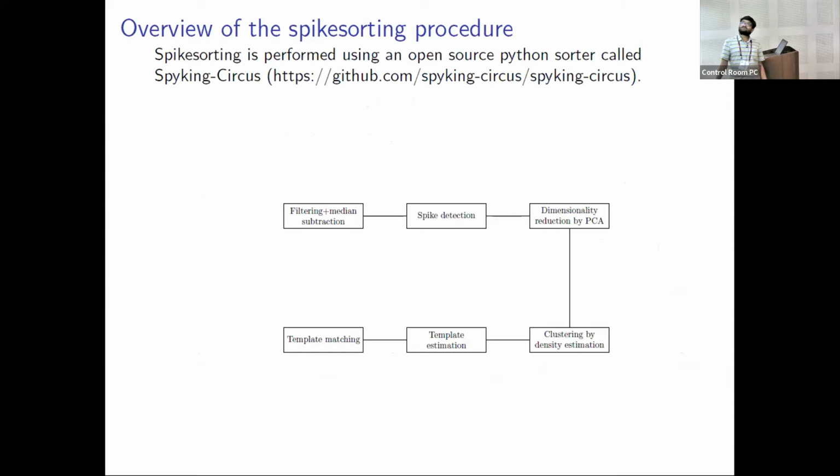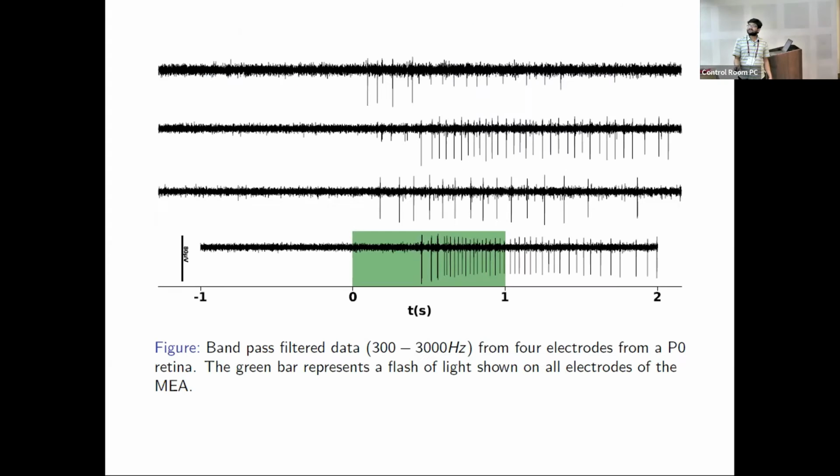So how do you do that? In our lab, we work with a sorter called Spiking Circus. It's an open source Python sorter that has been developed separately. I hope it's not very small. So what you do is you take the data, which is itself bandpass filtered, 300 to 3000 hertz.